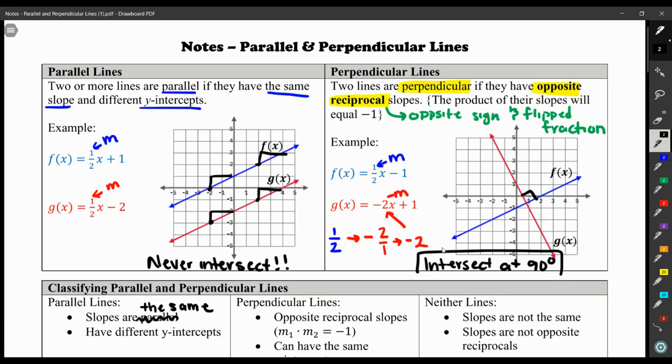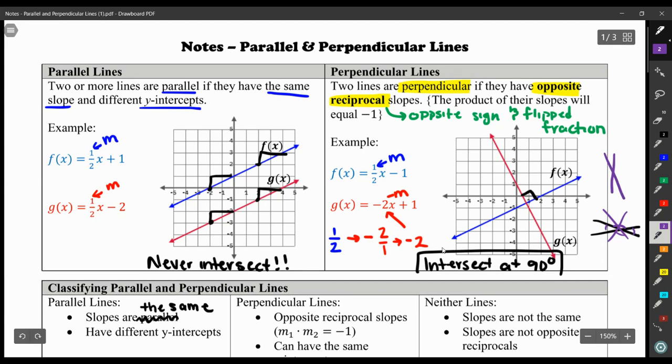Just because lines cross doesn't mean that they are perpendicular. For example, this line and this line cross each other, but none of these angles are 90 degrees, so these are not perpendicular. Same thing with this line and this line. Those are not perpendicular because they do not cross at 90 degrees.